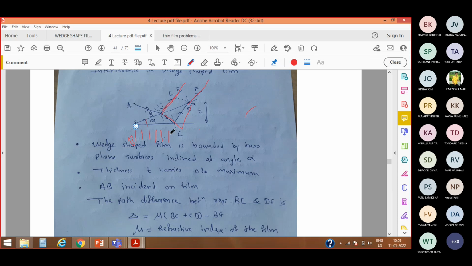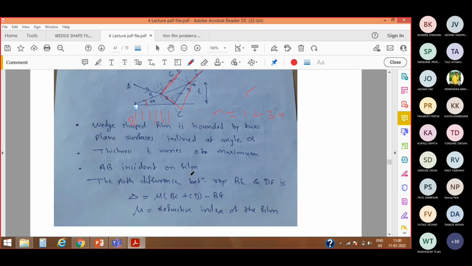In the exam you will be asked problems like: find the third dark band, or fourth, or fifth. So n is equal to 1, 2, 3, 4, 5. In the problem you will be asked to find the third, fourth or fifth band from the wedge-shaped thin film. Such problems are asked in the exam. Now we will see this one.